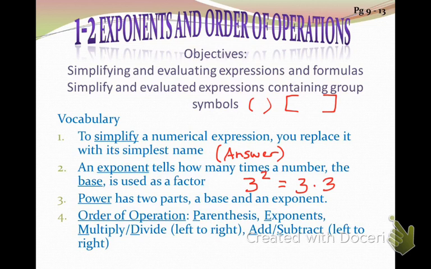Then we have what's called order of operations. That's parentheses, exponents, multiplying and dividing, they go together from left to right, and adding and subtracting from left to right. So that's the order that we're going to be doing order of operations.